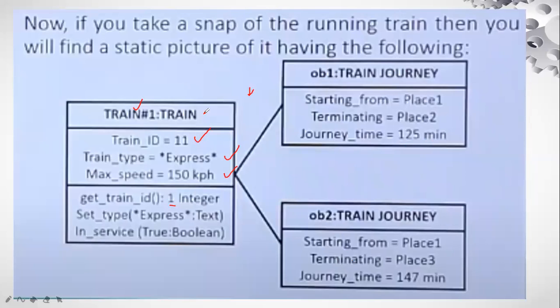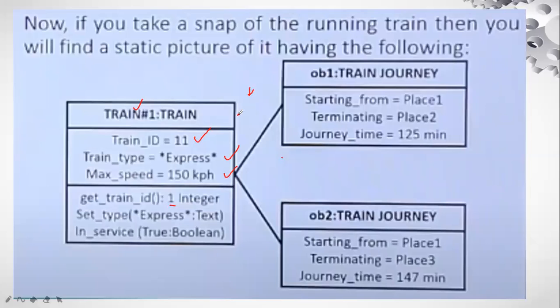The class diagram would be the generalized one: that is the train, train ID, train type, maximum speed, and all these things, and train journey with starting from, terminating, and journey time. But when I am talking about train 1, at this particular moment, the train ID of this train 1 is 11. It's an express train, and right now the speed of the train is 150 km per hour. These values are of the point where we have captured this particular image or snapshot. So this is forming the object diagram.